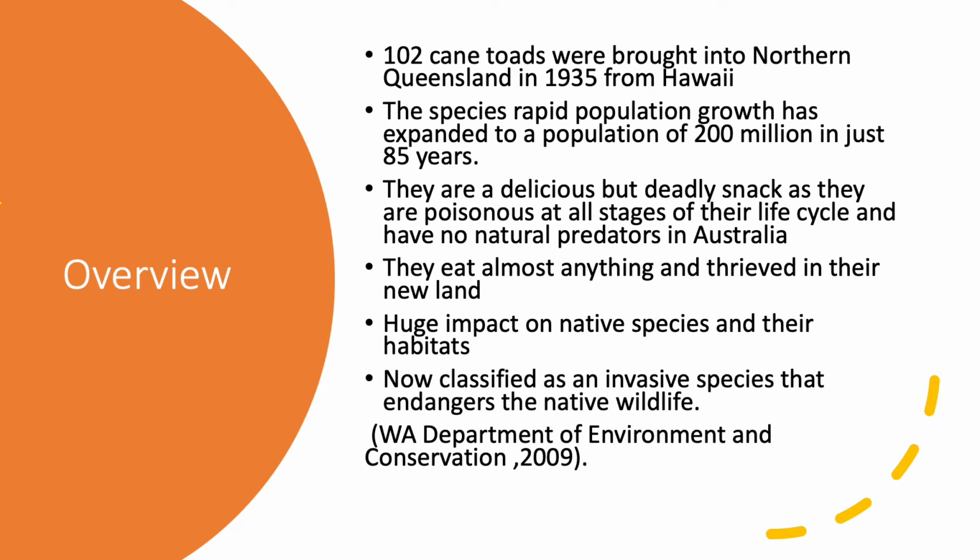Now, why it's a huge problem is because the toad is very, very poisonous at all stages of its life cycle, and it has no natural predators in Australia. They eat almost everything and they're thriving in the new lands of Australia. They have a huge impact on the native species and their habitats, so it's affecting their food chains.